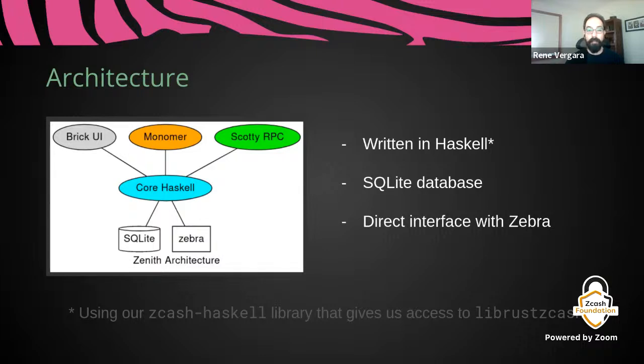And we've also developed a Haskell library that allows us to leverage the Rust libraries that have been created by the ECC and the Zcash developers, so we can have that functionality, but use it in Haskell and have both the robustness of the Zcash functionality and also all the bells and whistles that we can get out of Haskell libraries.